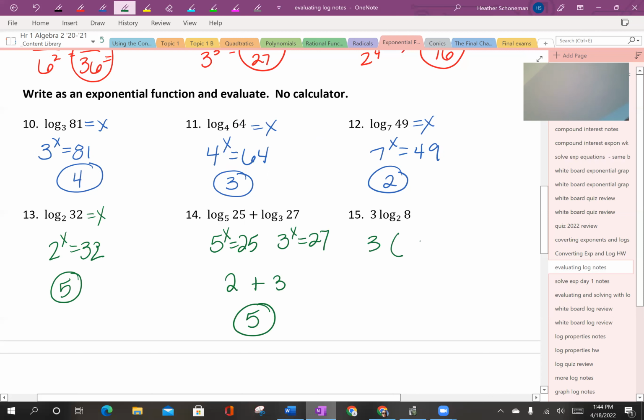Here, this is going to be 3 times whatever makes this true. And what makes that true? 2 to what power is 8? It's the 3rd. So this is 3 times 3, which is 9.